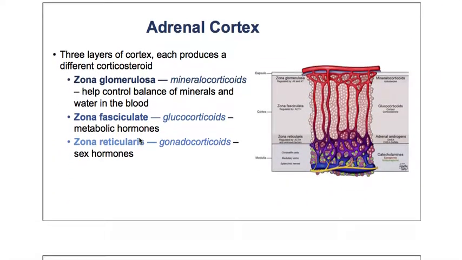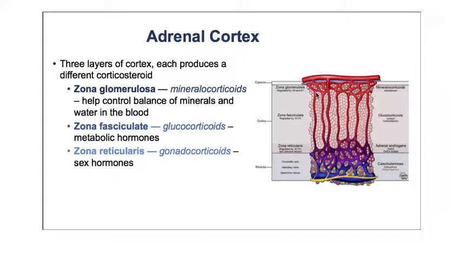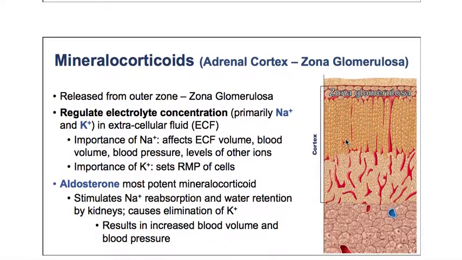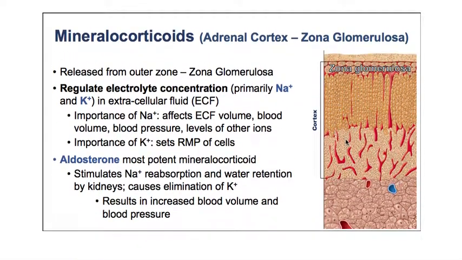The three different layers of the adrenal cortex: our outermost layer is our zona glomerulosa. That is going to secrete our mineral corticoids, which are going to be responsible for maintaining our mineral and electrolyte balance. Middle layer is our glucocorticoids. That is going to obviously have something to do with glucose levels in the blood. And then our gonadocorticoids are going to secrete steroids that are going to affect our gonads, or our testes and our ovaries.